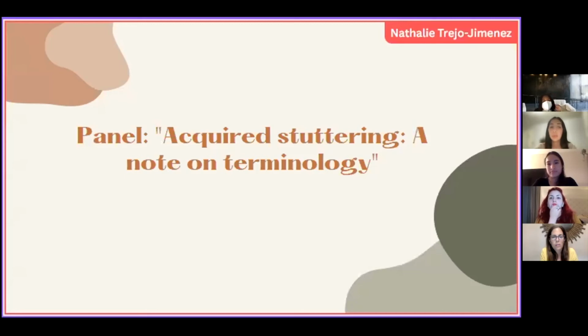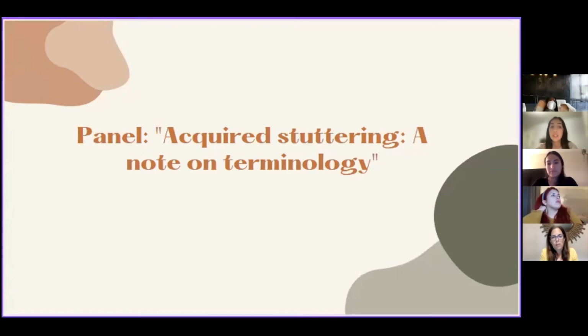Everyone, we are Group 2 and we will be talking about "Acquired Stuttering: A Note on Terminology" by Van Borsel. The author states their intent is to recommend other terminology for stuttering occurring later in life, based on a critical review of the literature on acquired stuttering.